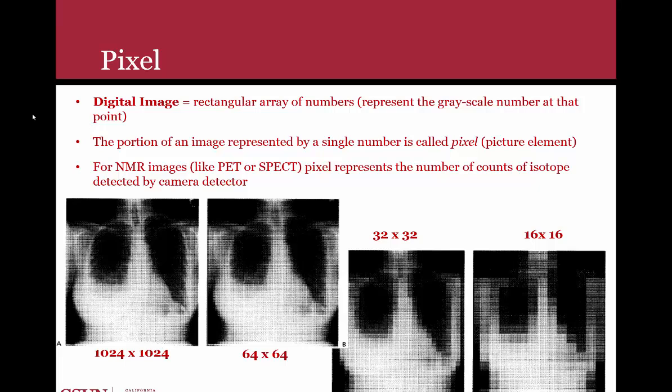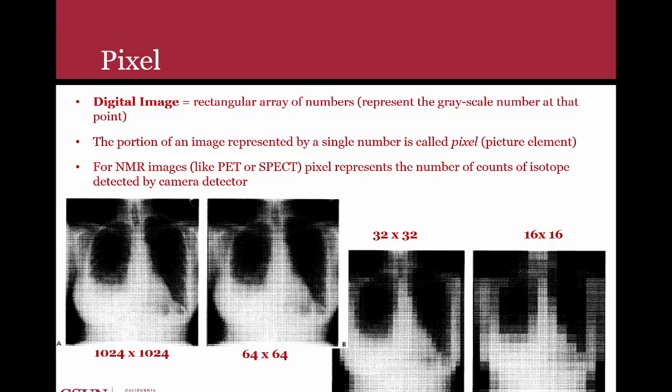The portion of the image that is represented by a single number is called a pixel. It's really hard to see here, maybe not so much because these are bad images, but there's a little portion there that represents one number on the grayscale at that location. That is called a pixel, which stands for picture element.